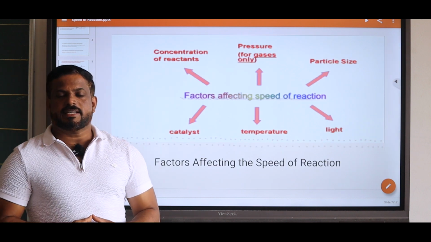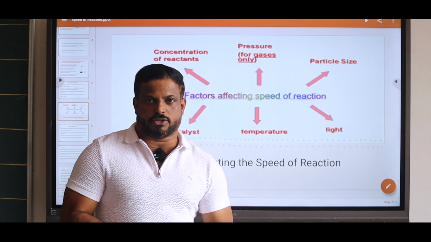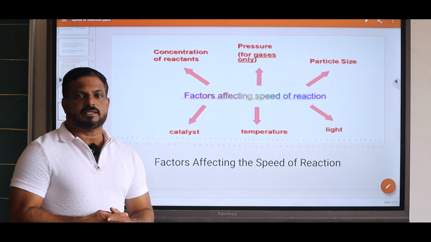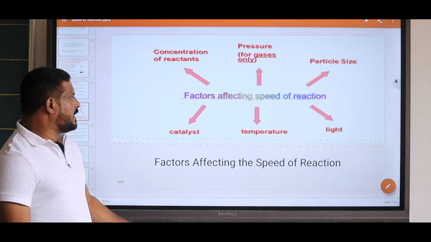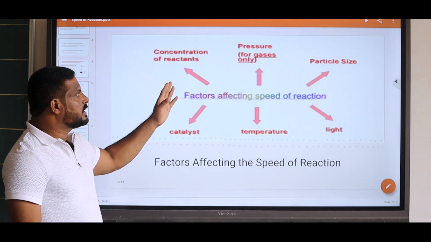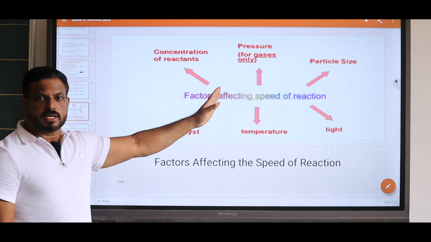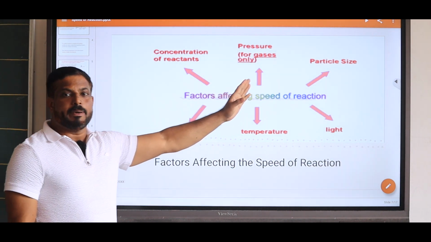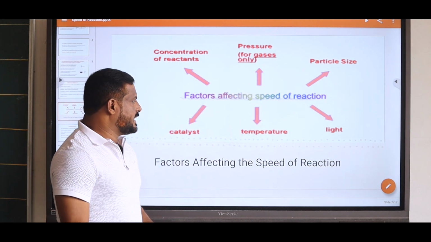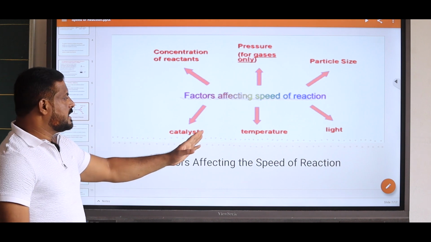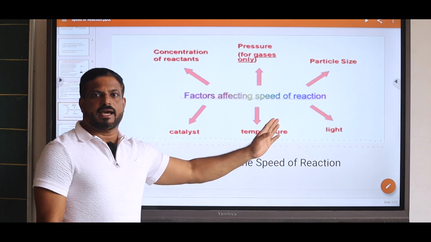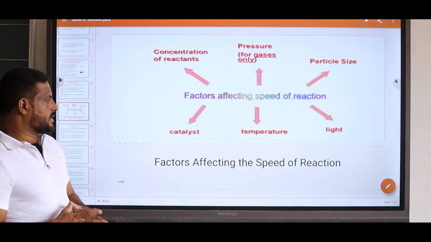Now, we can discuss the factors that affect the rate of reaction. The main factors that affect the rate of reaction are concentration, pressure, which applies only to gases, particle size, that is surface area, catalyst, temperature, and light for photolytic reactions.